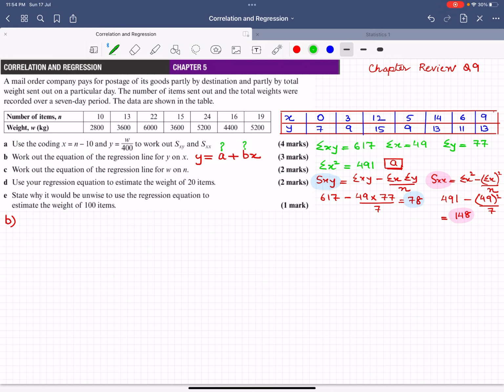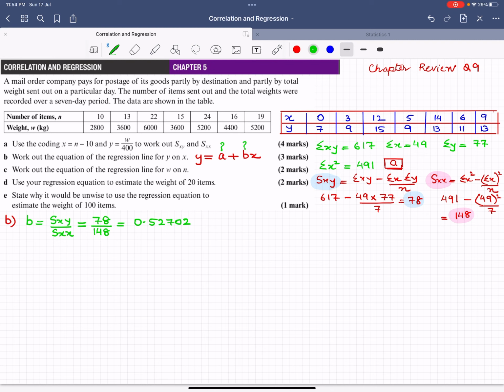So let's start by finding the value of b. So b is equal to Sxy divided by Sxx. We have already found Sxy and Sxx. So all we need to do is to divide 78 divided by 148, and that is equal to 0.52702. So that was the value of b.